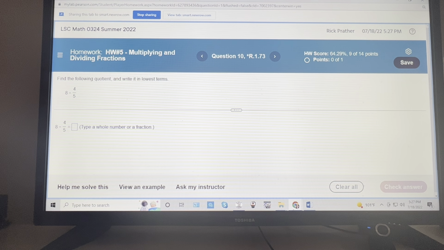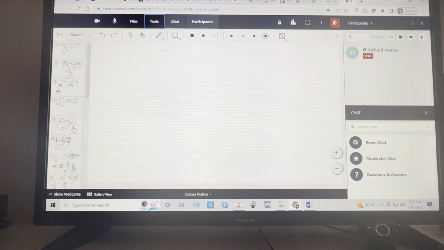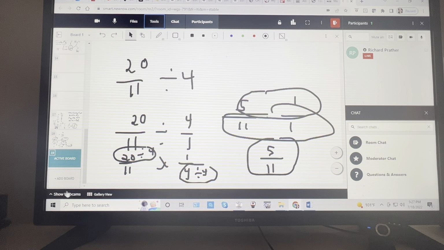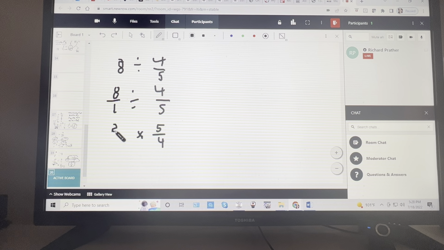Even if the first number is a regular number, it still works. 8 divided by 4 fifths is the same thing as 8 over 1 divided by 4 fifths, because 8 and 8 over 1 are technically the same thing. When dividing fractions, don't be shy. Flip the second and multiply. Make sure it's the second fraction you're flipping, not the first fraction.